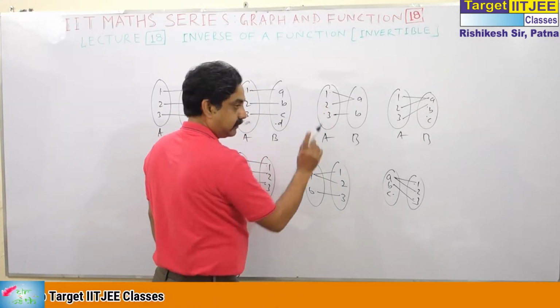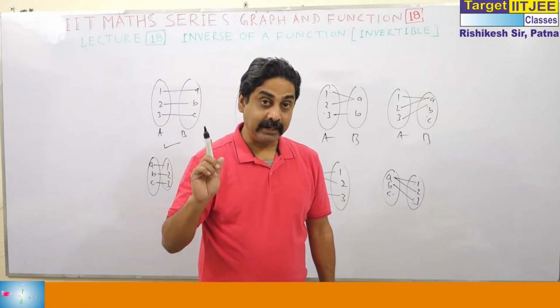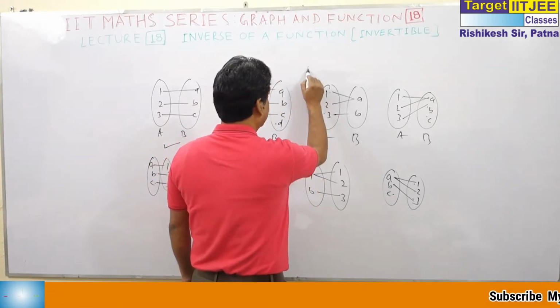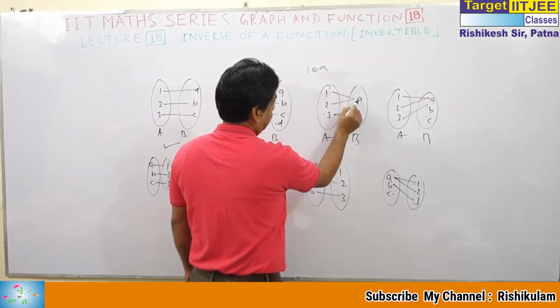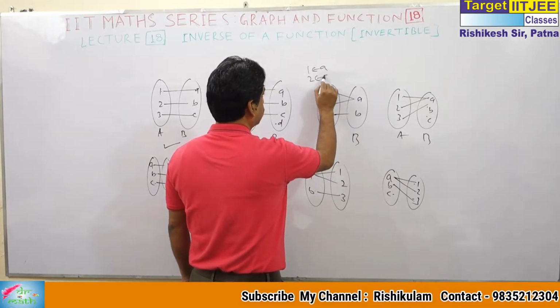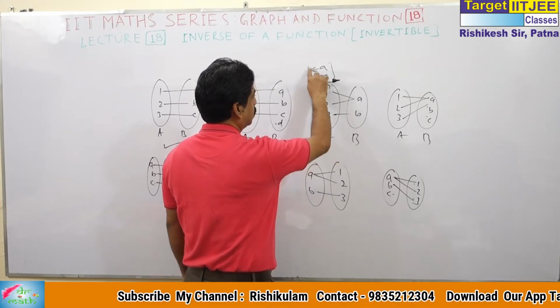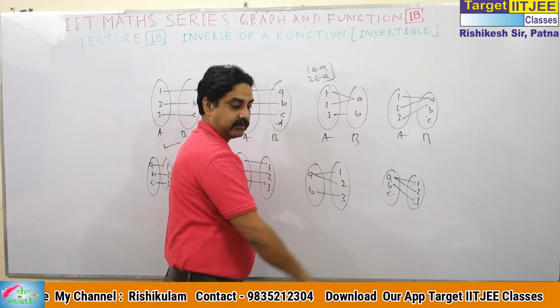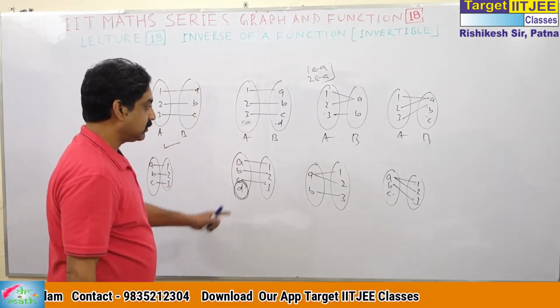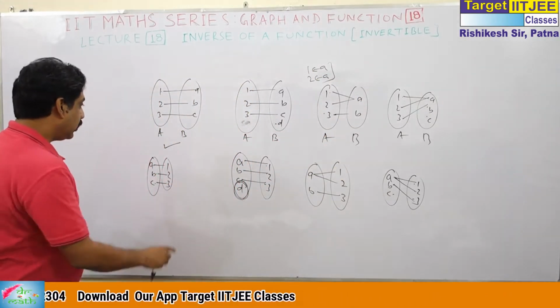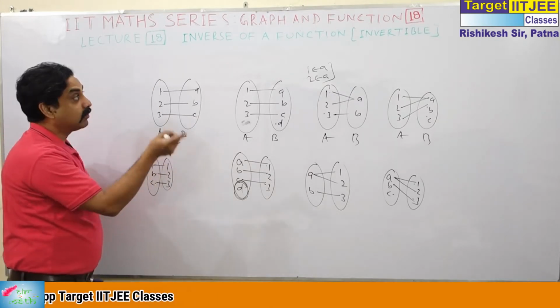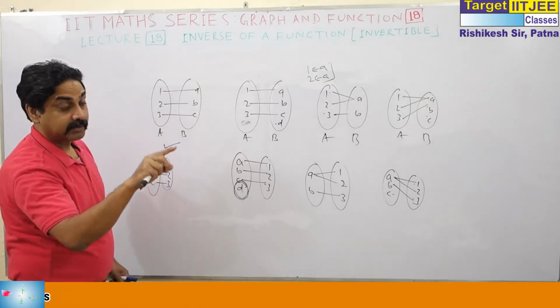Make a distinction between unique and distinct. 1 belongs to A, unique. 2 belongs to A, unique, but they are not distinct. Both 1 and 2 belong to the same one. This is a function, but this one is not a function. Now come to our inverse of a function.